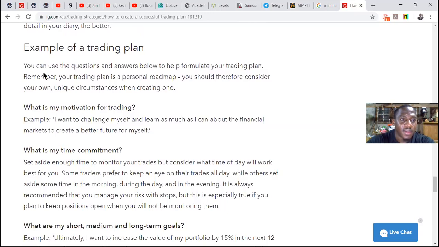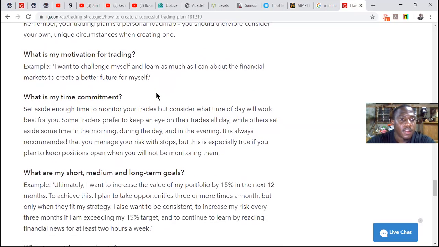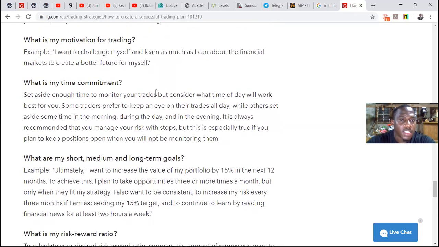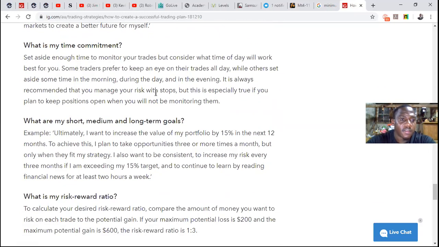Example of a trading plan. You can use the questions and answers below to help formulate your trading plan. Remember, your trading plan is a personal roadmap. You should therefore consider your own unique circumstances when creating one. Right? What is my motivation for trading? I want to challenge myself and learn as much as I can about the financial markets to create a better future for myself. What is my time commitment?